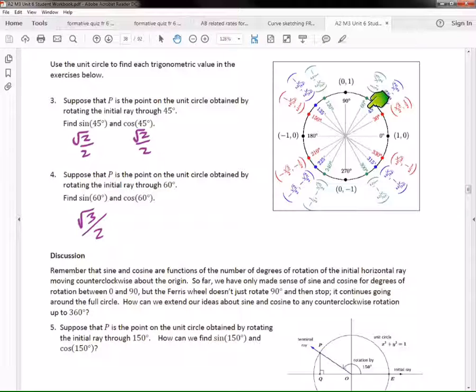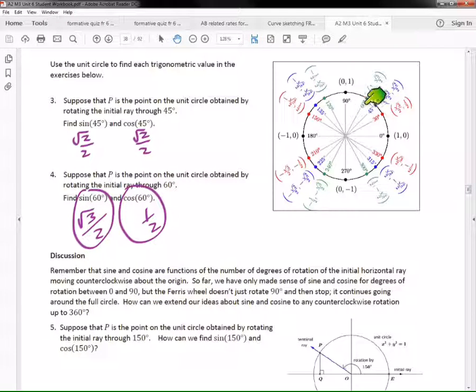Yeah, rad 3 over 2. Okay, so look at this 60. What's the y value? Rad 3 over 2. Okay, what's cosine of 60? 1/2. You guys getting this? You just have to look at the x values and y values. So which value do you look at for cosine? X. Which values do you look at for sine? Y values.